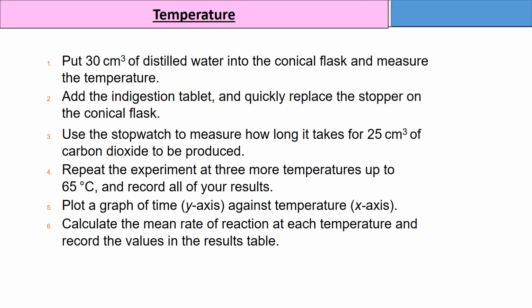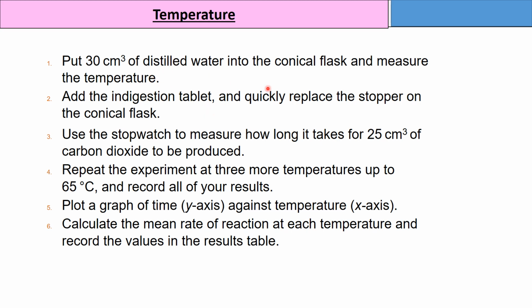So the independent variable is the temperature of the water. The dependent variable is the time taken to make 25 centimeters cubed of carbon dioxide. It's the time taken to make 25 cubic centimeters of carbon dioxide. Our control variables will be the size of the conical flask and the amount of water when we start the experiment. Can you think of any other control variables? If you can, I'll be more than happy for you to email me and let me know.